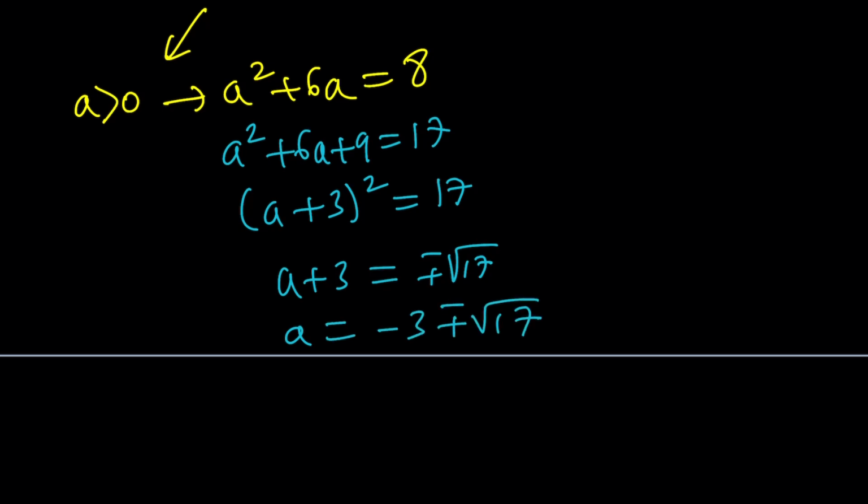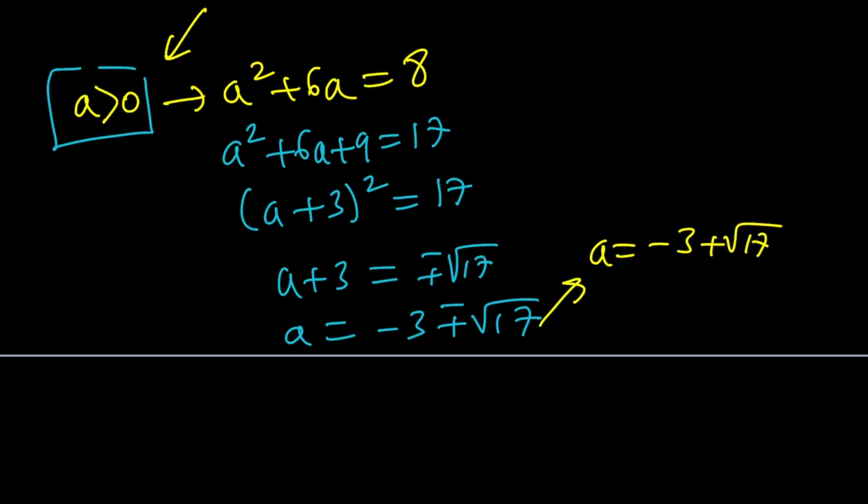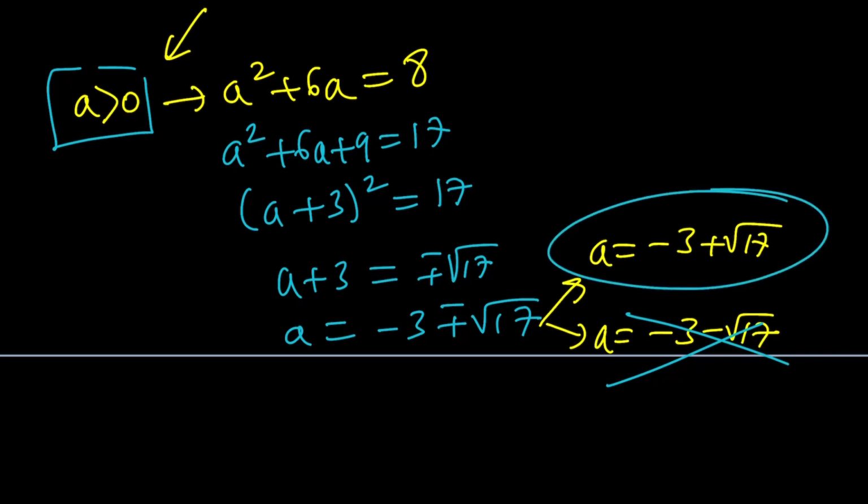But remember, a is supposed to be positive. So let's go ahead and split it up into two solutions. A is either negative 3 plus root 17 or negative 3 minus root 17. Obviously, negative 3 minus root 17 is negative, so we're going to reject it. And negative 3 plus root 17 is positive because square root of 17 is greater than 3, right? It's even greater than 4, so definitely this is positive. So we're going to take it.